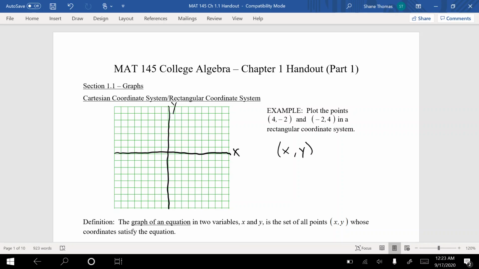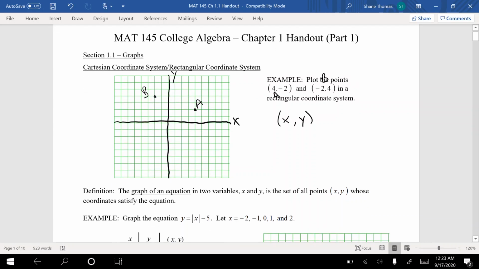So I have 2 points here I want to graph. I have (4, -2) and (-2, 4). So for (4, -2), we need to go to the right 4, down 2. That's our first point. We'll call that one A. Second one, we have (-2, 4), so we have 2 to the left and up 4. We'll call that point B. Alright, and that's just a reminder of how the coordinate system works for us.